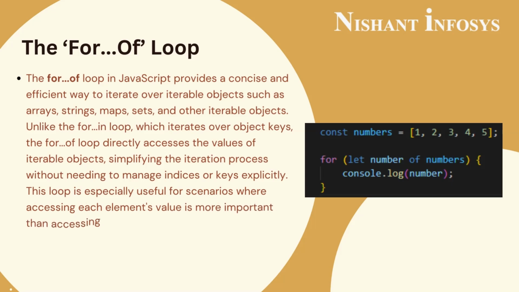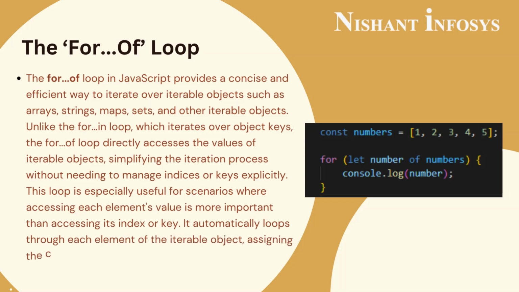This loop is especially useful for scenarios where accessing each element's value is more important than accessing its index or key. It automatically loops through each element of the iterable object, assigning the current element's value to a variable defined by the programmer. The given code shows how a for-of loop is written in JavaScript.